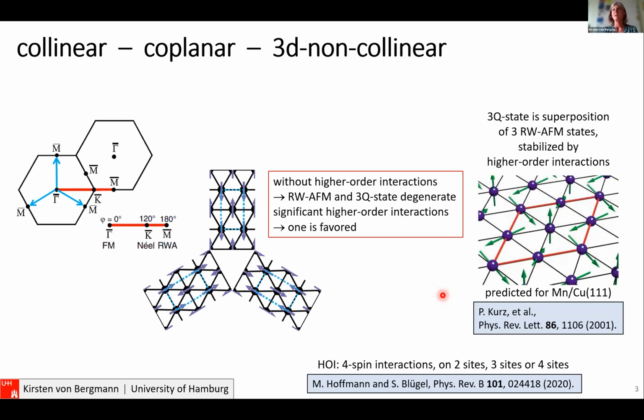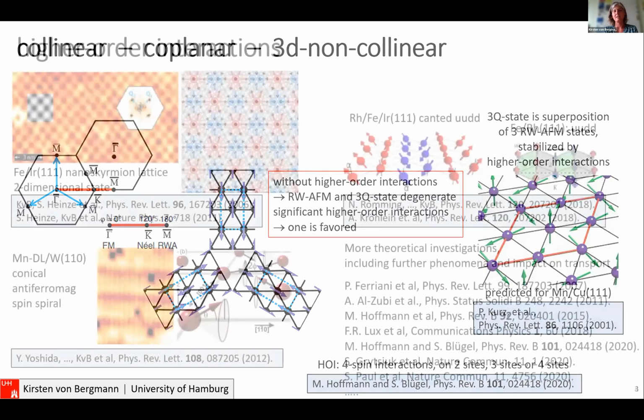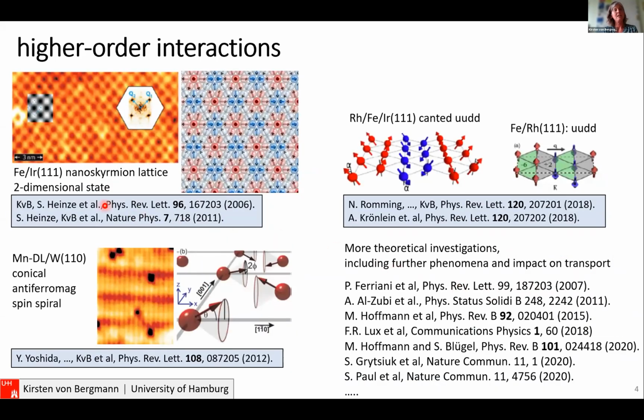In experiments, one has also seen the impact of higher order interactions, not in this system where it was predicted for, because this cannot be prepared experimentally due to intermixing. However, other systems have been found in experiments that show, for example, here this 2-dimensional magnetic structure in 0 magnetic field. And this 2-dimensionality of the spin structure is a signature of an impact of the higher order interactions, because it couples uniaxial spin spirals to form these 2-dimensional magnetic states.